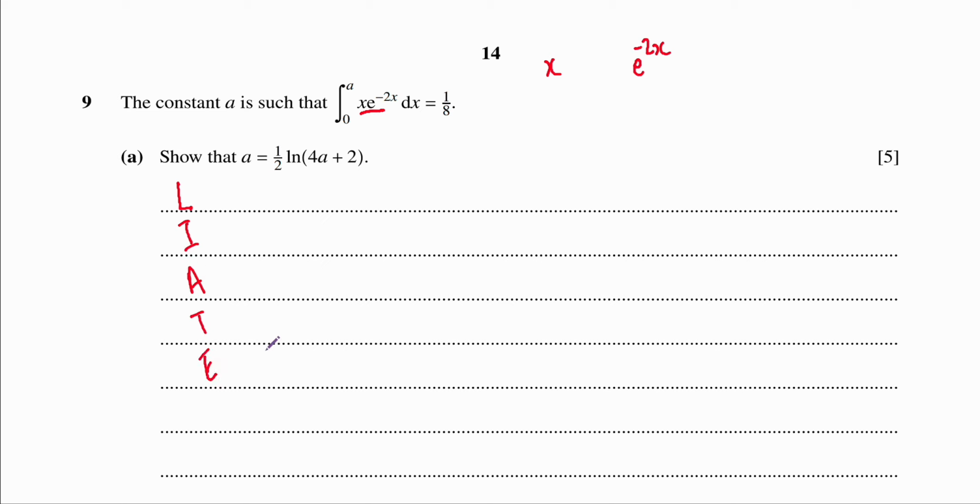Well, clearly e to the negative 2x is exponential, so we have e to the negative 2x. And then x is just algebraic, so this is x. So that means our u is going to be equal to x. That means our dv by dx is going to be equal to e to the negative 2x.